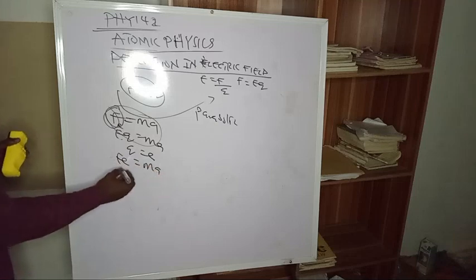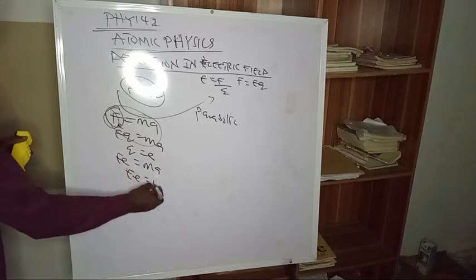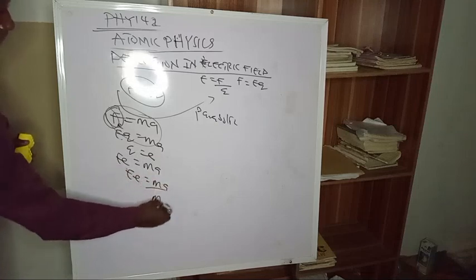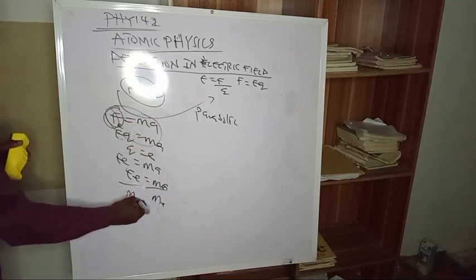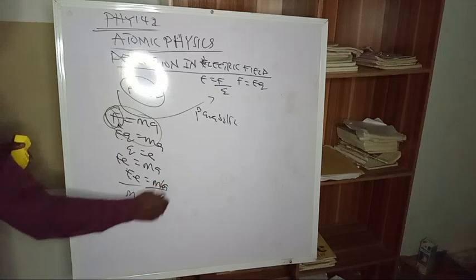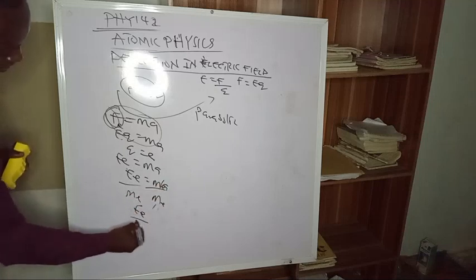So what is my a? If Ee is equal to ma, then ma is equal to Ee. Once I'm looking for a, I divide both sides by the mass of the electron, because the electron is moving, so it has a particular mass. The mass cancels on one side. What is left? I have a equal to Ee over m.